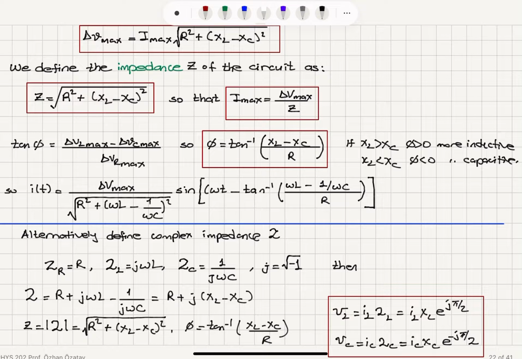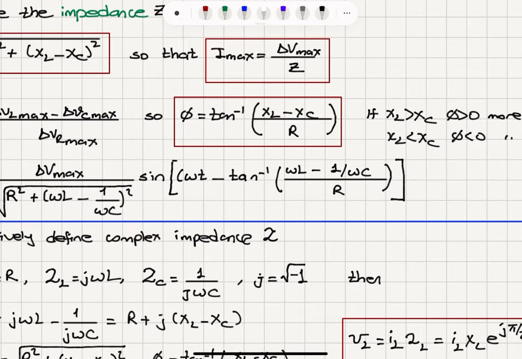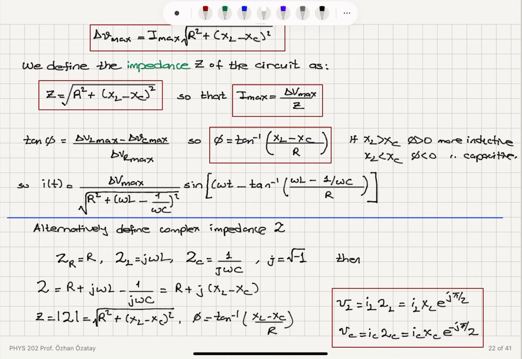So putting all of these together, I of t is equal to delta V max over Z, where Z is the square root of R squared plus (XL, which is omega L, minus XC, which is 1 over omega C) squared, sine of omega t minus phi, where phi is tangent inverse of (omega L minus 1 over omega C) over R. So basically we have solved the circuit, we have analyzed the circuit using phasors.